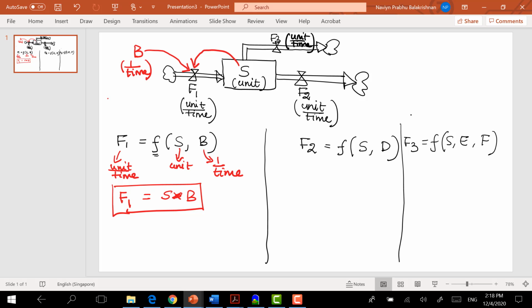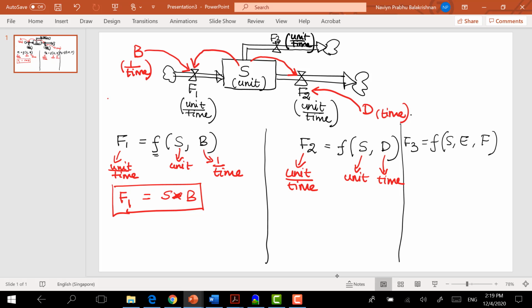Now let's go to F2. F2 is dependent on S and D. So I connect S to F2, and then I define a variable called D and connect it to F2. This is how I make the connection. Let's say the unit for D is time. So F2 is unit over time. I should look at units for forming equations. S has the unit unit, D is time.